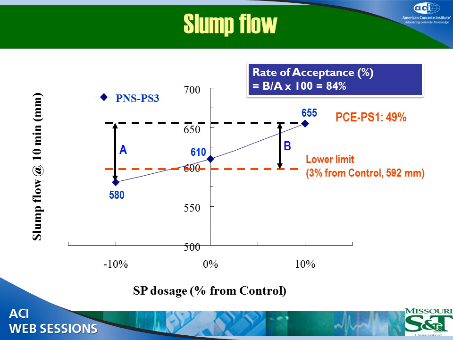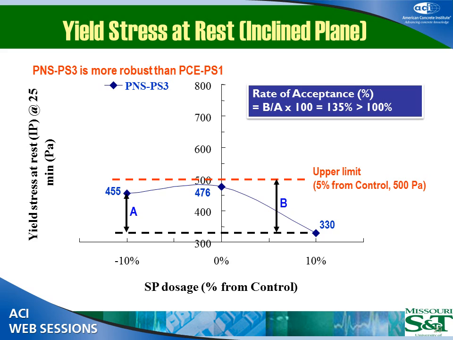that rate of acceptance. Whereas over here, in another type of mixture, PNS plus PS3, in terms of static yield stress, minus 10%, no variation, plus 10%, all of them meet the target. I'm within 100% all the time, and I can say that this concrete is very robust.